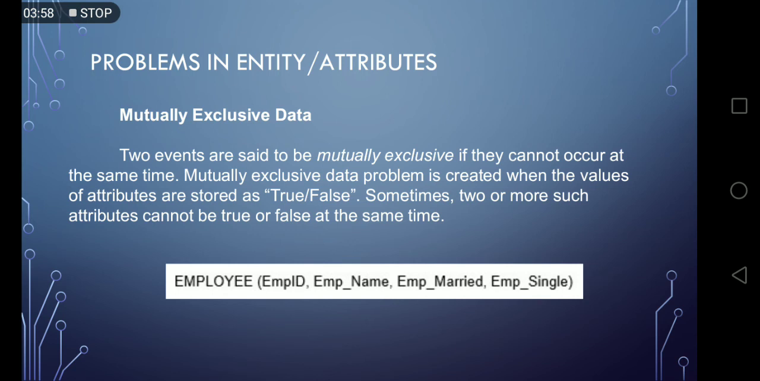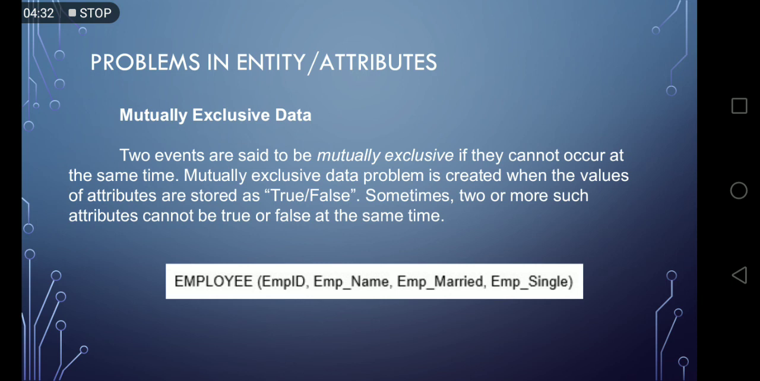For example, in this employee relation, employee ID, employee name, employee married and employee single are the attributes of employee relation. The data type of attributes employee married and employee single are Boolean, yes, no form. If both of these attributes are set to be true for a specific record, then it may create confusion. It is because a person cannot be married and single at the same time.